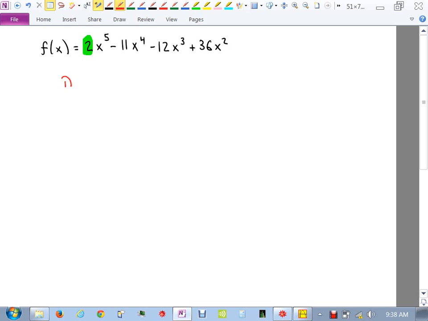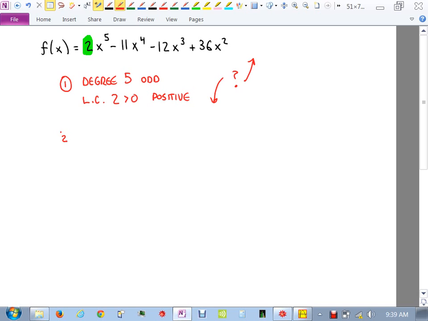The first thing would be to identify the left and right hand behavior. So what's my degree? It's 5. And that is an odd number, right? And then my leading coefficient is 2. That's greater than 0. It's a positive number. And therefore, the left side will go down and the right side will go up. And in the middle, I'll have to figure that out. So no real difference there, right?